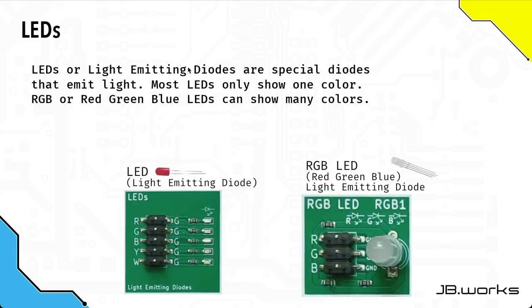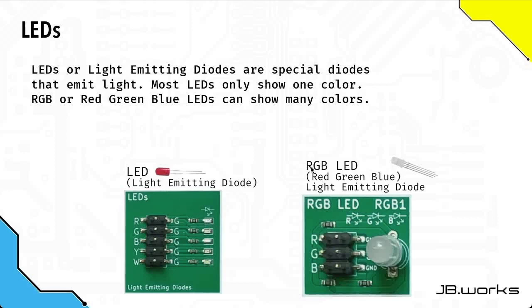LEDs, or light-emitting diodes, are a special type of diode that naturally emits light. Most LEDs only show one color, like these ones here. On the JackBord BASIC top, we have red, green, blue, yellow, and white LEDs. Each one of these will only show its color. The white LED will always only show white, the red one will always only show red.